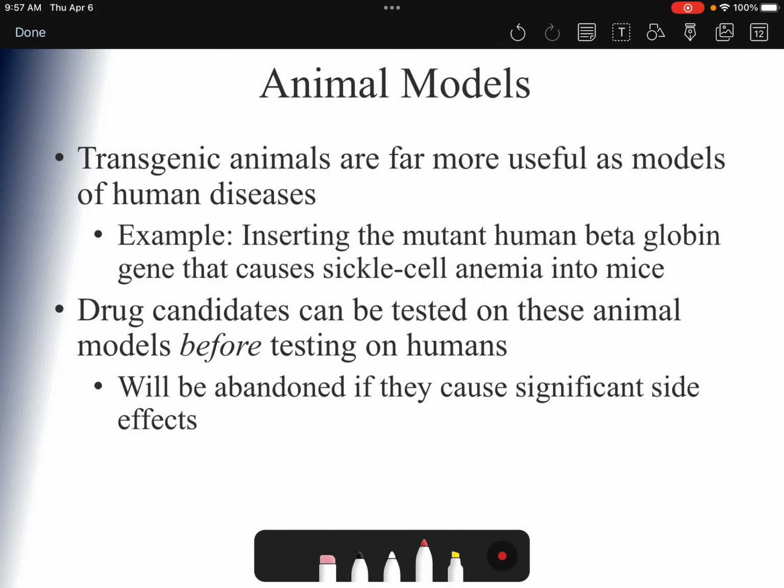Why would we ever use transgenic animals? Well, sometimes they can be useful as models for human diseases. For example, inserting the mutant human beta globin gene that causes sickle cell anemia into mice, and then being able to test various drug candidates on the animals before they have to test it on humans. And if they see any significant side effects, then they can just abandon that and say, nope, we're not even going to try that on humans.